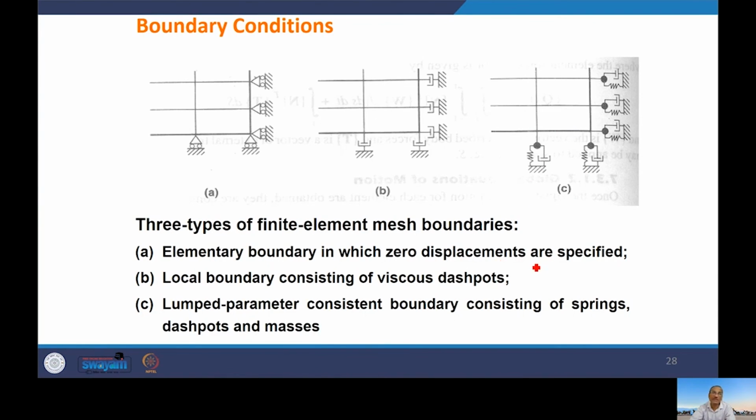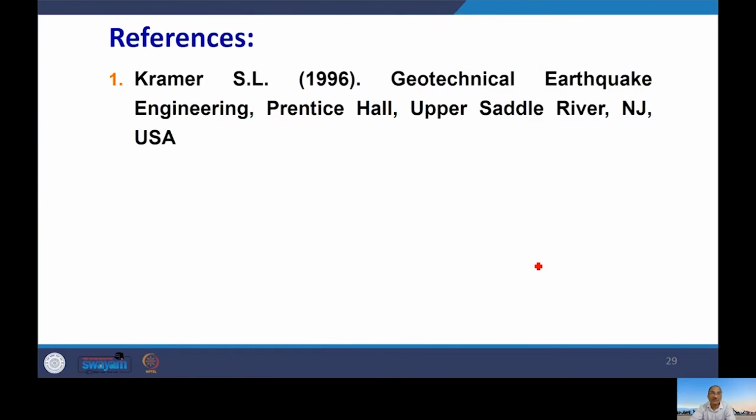So this was all about boundary conditions. Now the reference for today's lecture is Kramer's book on geotechnical earthquake engineering, and there is a chapter called ground response analysis. So you can go through that chapter in detail if anyone wants more detail about that. So with that, thank you very much for your kind attention. And this ground response analysis is the first step of any SSI problem. Important, because as we discussed earlier, SSI itself is important for earthquake resistant design of foundations. Thank you very much.